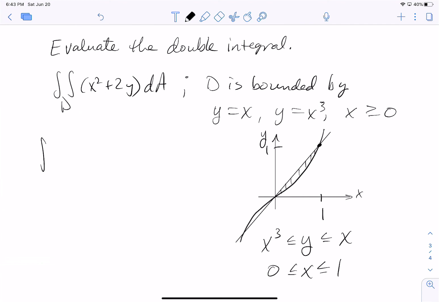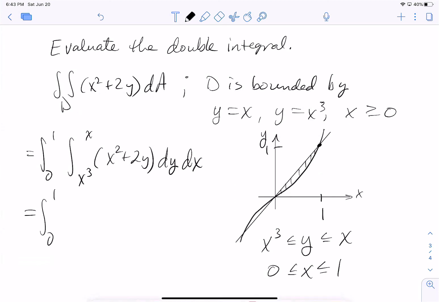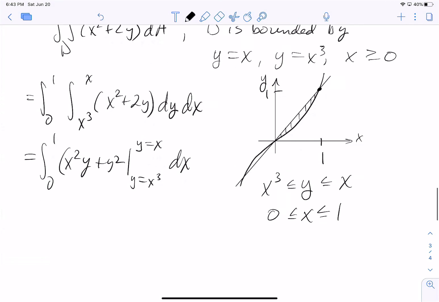Our integral is then set up as the integral from 0 to 1 of the integral from x cubed to x of x squared plus 2y, and we have set this up using the order dy dx. Integrating with respect to y, we get the integral from 0 to 1 of x squared y plus y squared. That's going to be evaluated from y equals x cubed to y equals x, and then we're still going to integrate with respect to x, so there's still a dx.